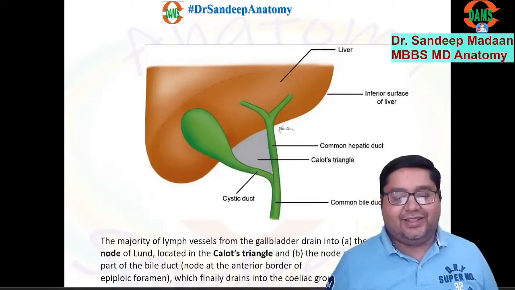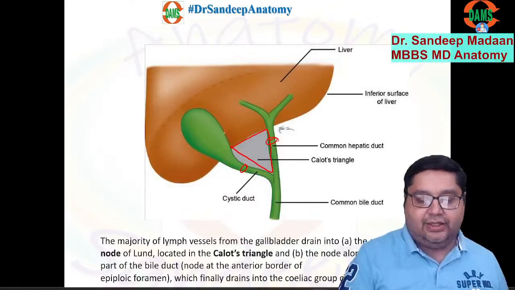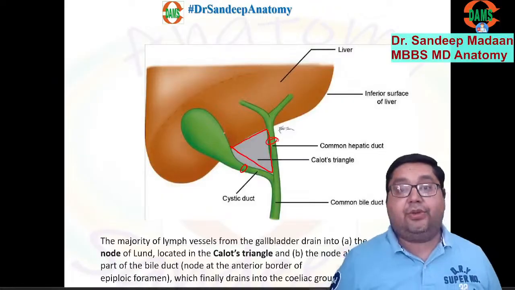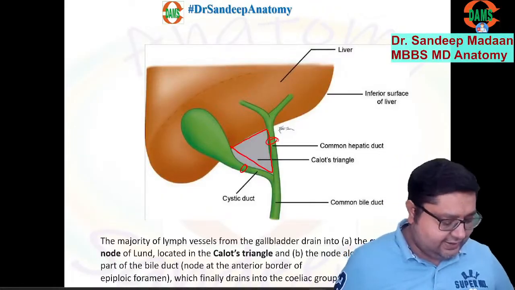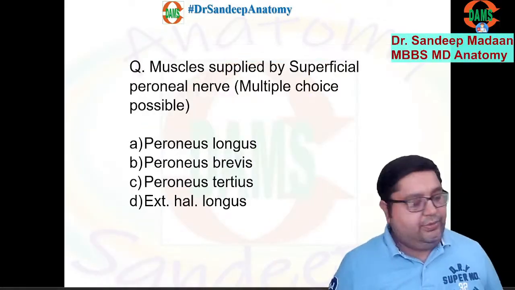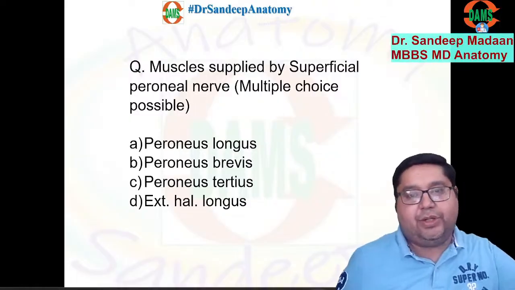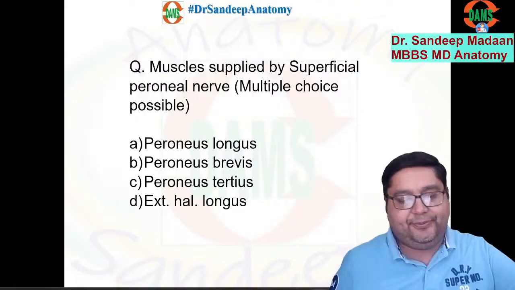So this is the Calot's triangle. We have common hepatic duct, we have the cystic duct, and the right lobe of liver. This is a Calot's triangle where we have the cystic lymph node of Lund, that is the content, as well as we have the cystic artery, that is the content. So far so good. Till now I didn't put the number, but overall total number of questions are 16. So very significant number.